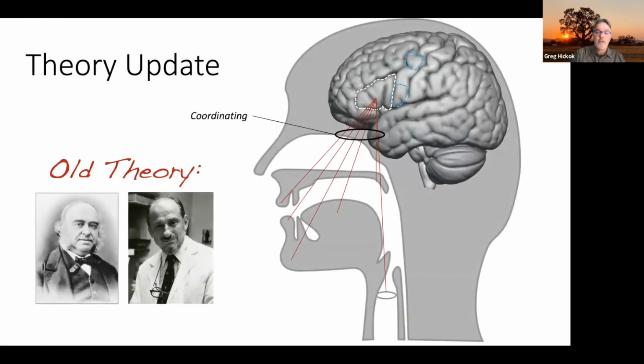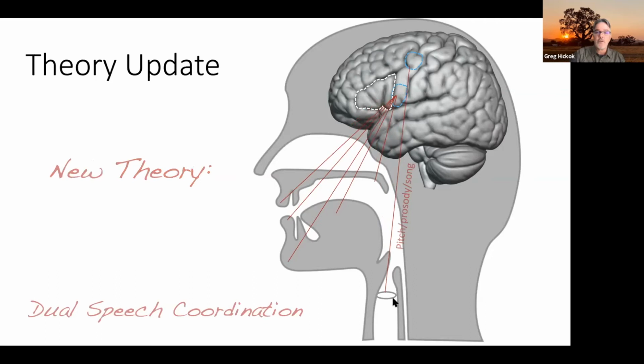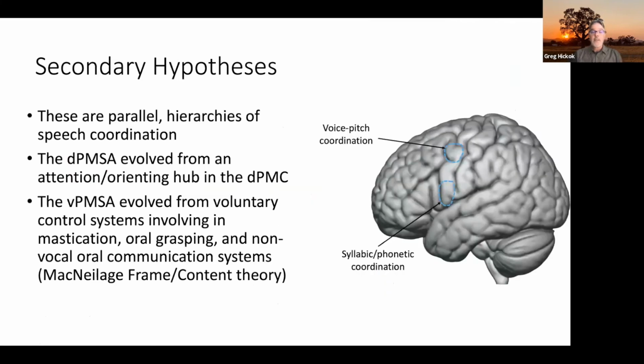All right, so to summarize this graphically, here's the old theory where Broca's area was controlling all of the articulators, including the larynx. The new theory is that the regions are in the precentral gyrus, and you have a partition between supralaryngeal, roughly, that is phonetic, syllabic things being controlled there, and pitch-related processes controlled more dorsally.